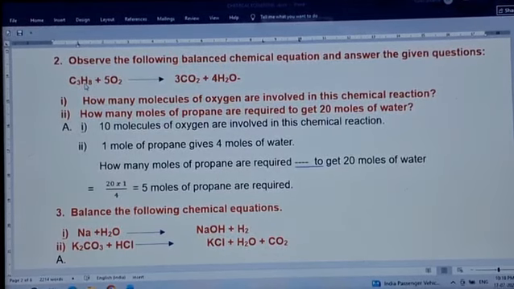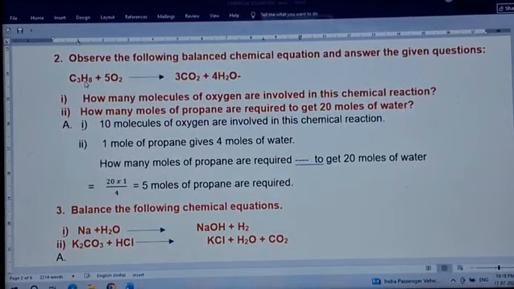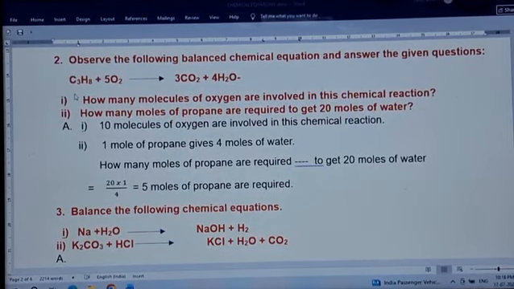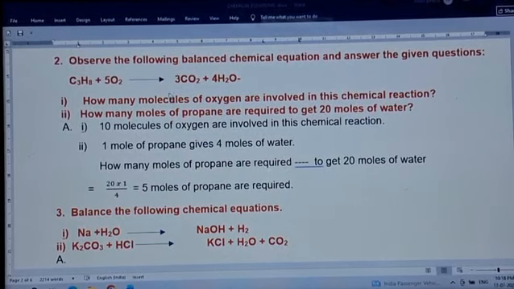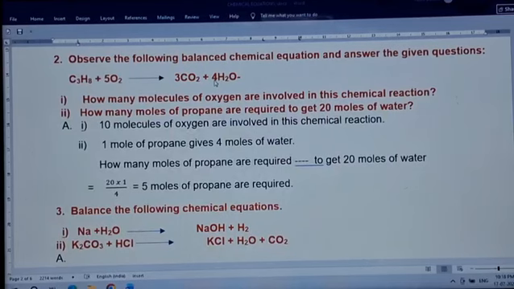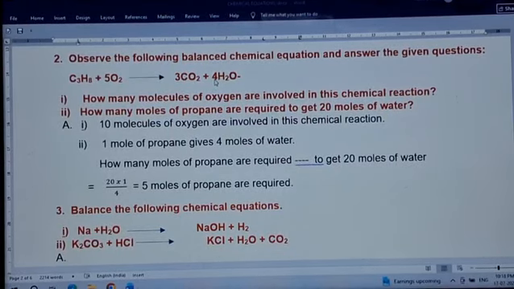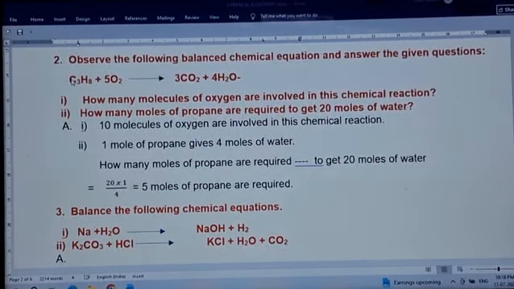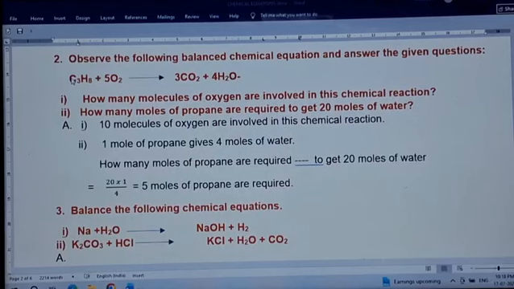C3H8 is named as propane, children. How many moles are required to get 20 moles of water? So here you see, in this reaction, 1 mole of propane is giving rise to 4 moles of water. The multiple of 4 will tell you this only. 1 mole, here no coefficient, that means 1. 1 mole of propane, when it is reacted with oxygen, it gives 4 moles of water.